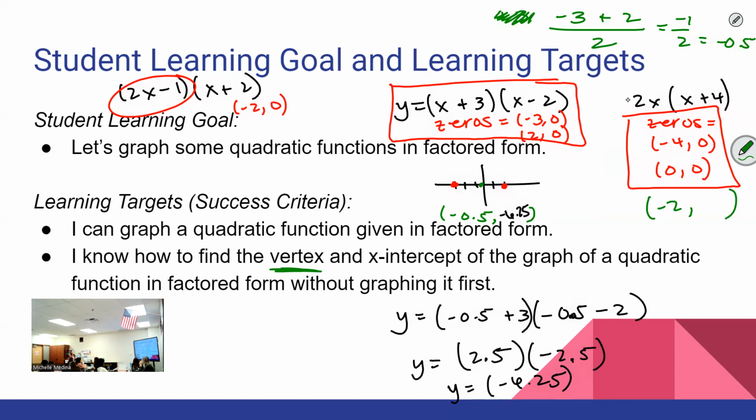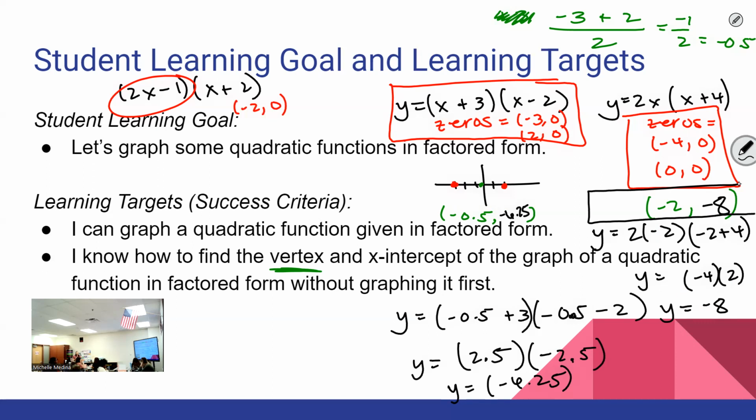For my y value, remember this is equal to y. I plug in -2 for my x and solve. So then it's 2 times -2 over here, and in parentheses over here, it's -2 plus 4. What is -2 plus 4? A +2. And then I still have this over here. What's 2 times -2? And then what's -4 times 2? And now I have my y value of my vertex.